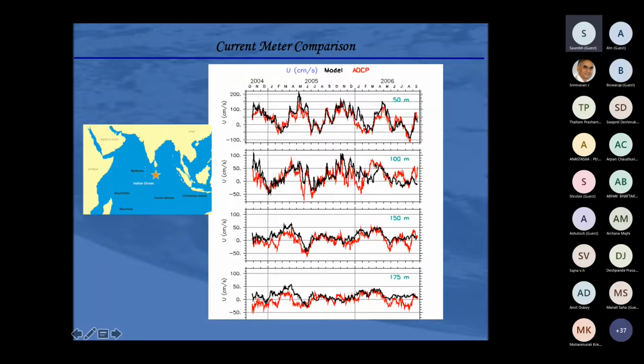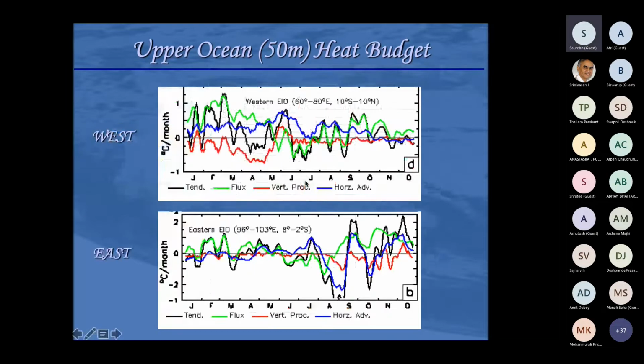But you can see some differences. For example, here there is a departure at 100 meters between the model and observations. The observed currents are somewhat stronger than in the model. But when you go to 150, the differences are not so large. So there are differences in some places, but the interannual variability and the seasonal cycle of the currents are reproduced very well by the model.